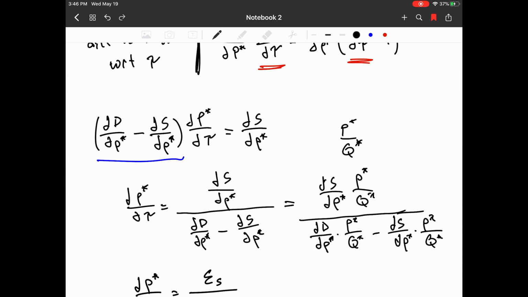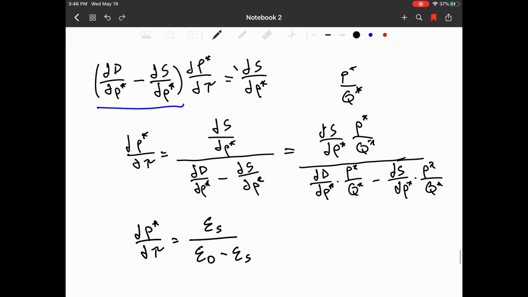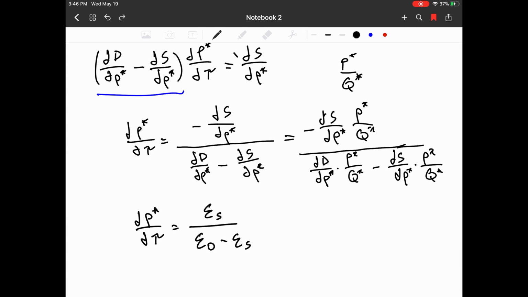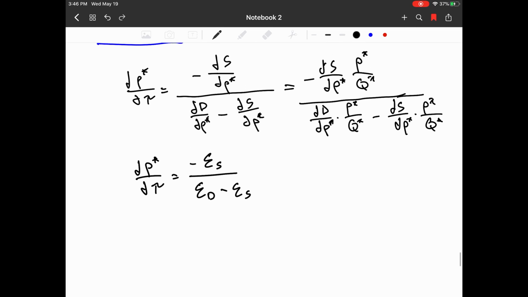I forgot a negative here. Probably all the astute students in the crowd have been yelling at me for a couple seconds here. So we'll just flip the signs on the bottom. Otherwise, multiply top and bottom by -1, and we get elasticity of supply over elasticity of supply minus elasticity of demand.